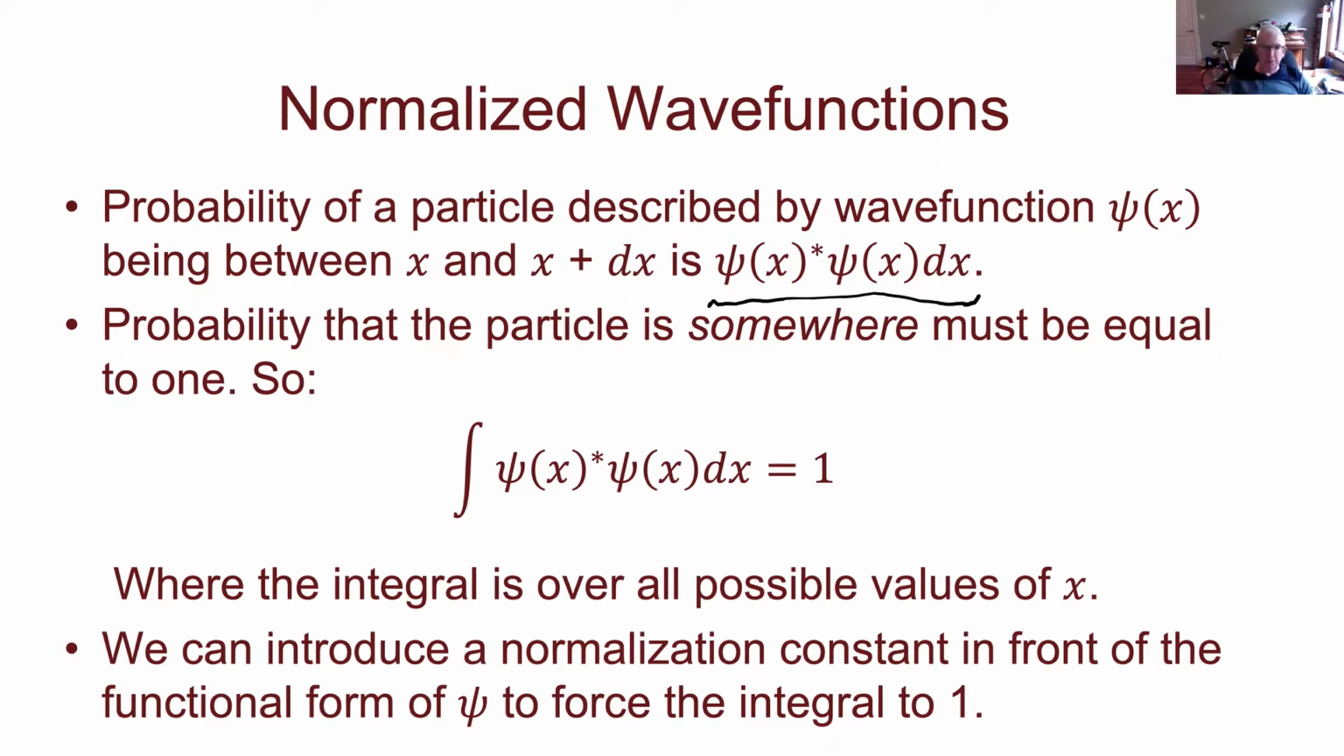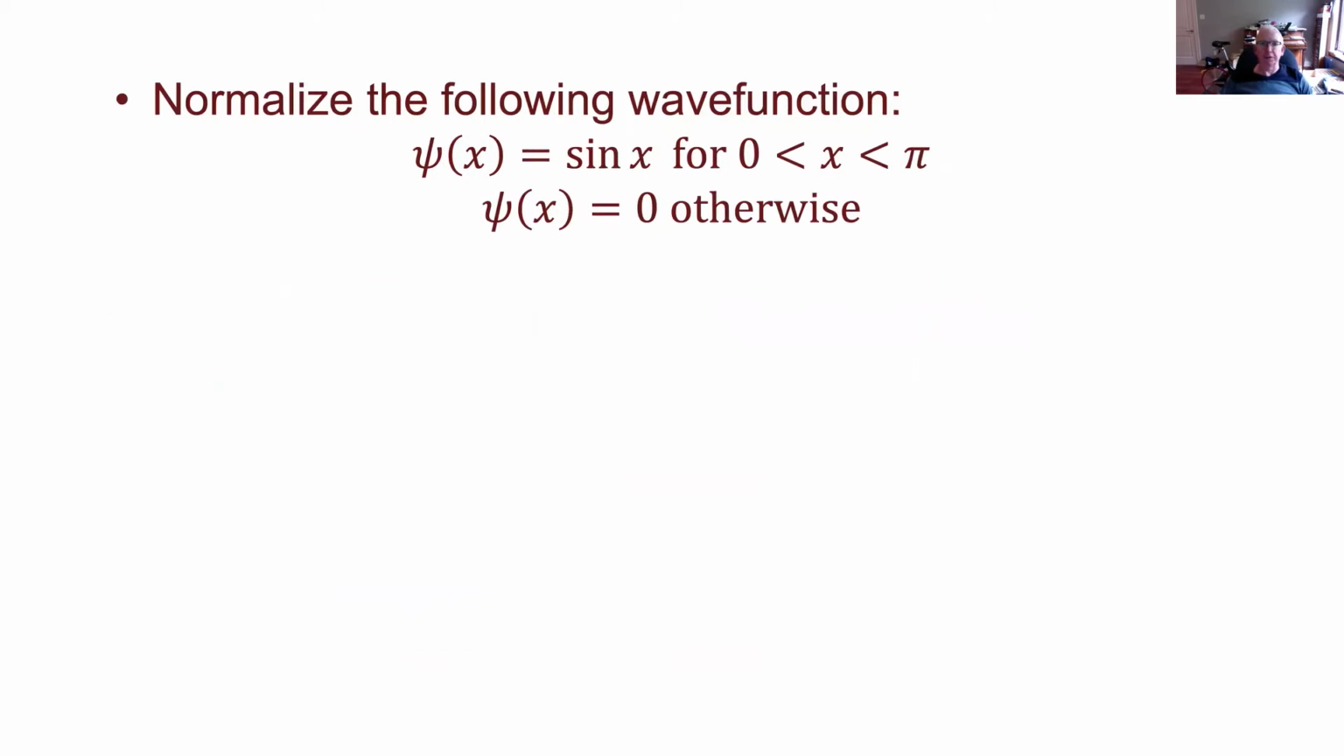So suppose we take a wave function that just looks like this. It's kind of an unusual wave function. It's just a sine function, and in this case, our wave function only exists for values of x between 0 and pi. So that's going to be my range for this.